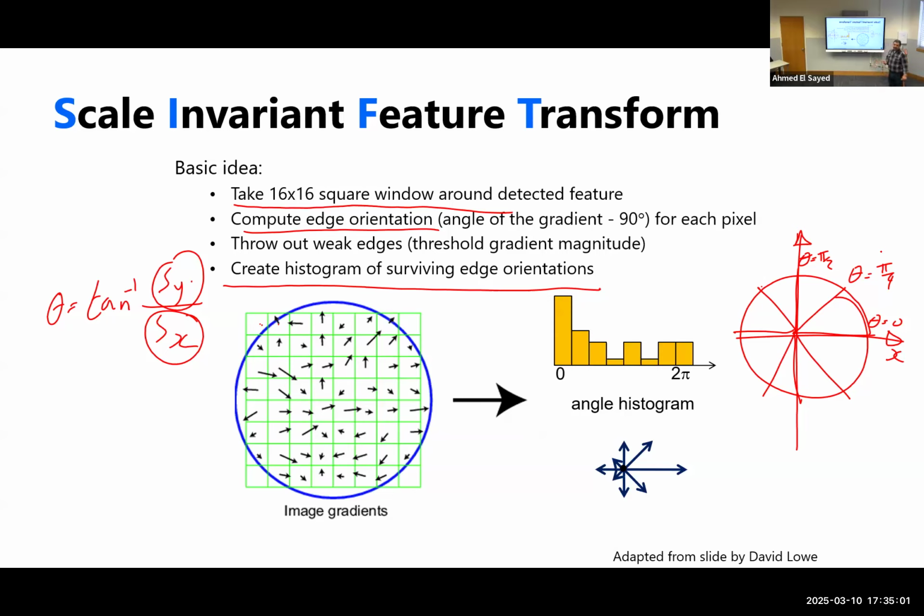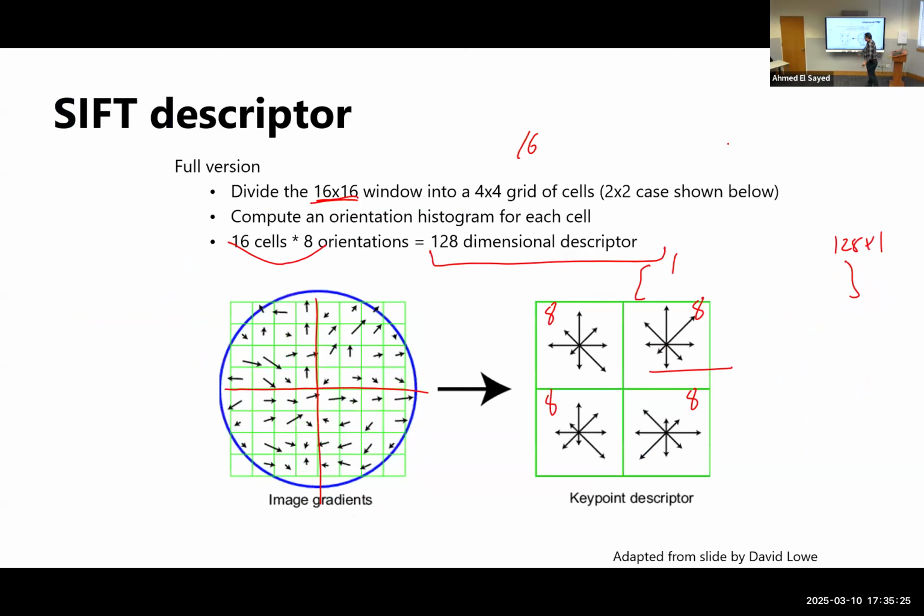Why are we calling it scale invariant? Because we are using the scaled version of the difference of Gaussian to find the points. Second, feature transform, because we are using the orientation of the edge as a feature in our detection code. Is it clear?